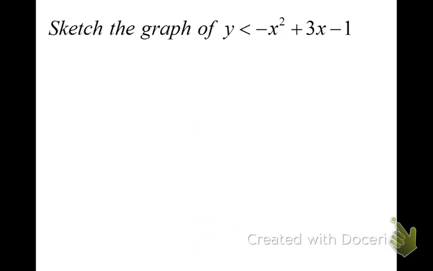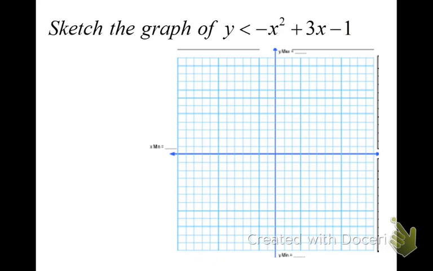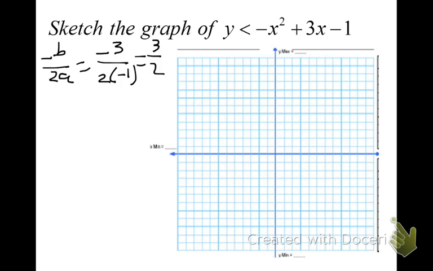We're going to do this on the problem y is less than negative x squared plus 3x minus 1. So the very first thing that we're going to do is find the vertex. To find the vertex, we're going to do negative b over 2a. So negative 3 over 2 times negative 1. So the x value of our vertex is going to be a positive 3/2. That's the x value.